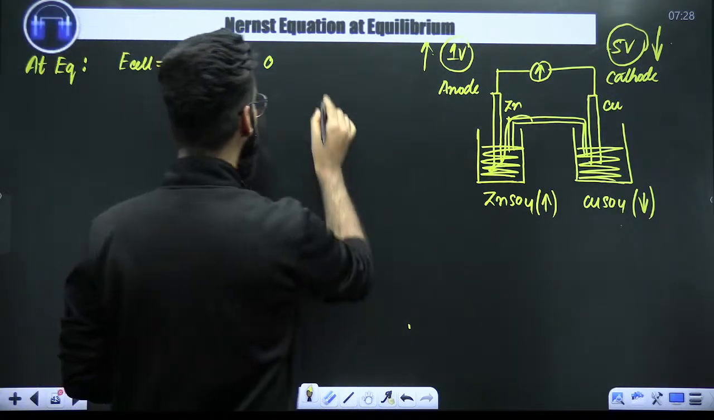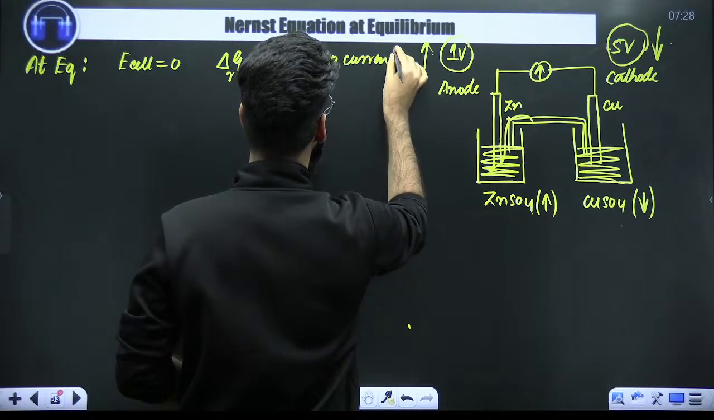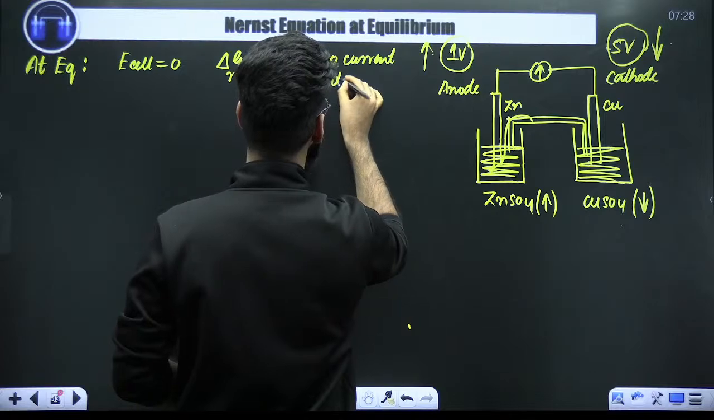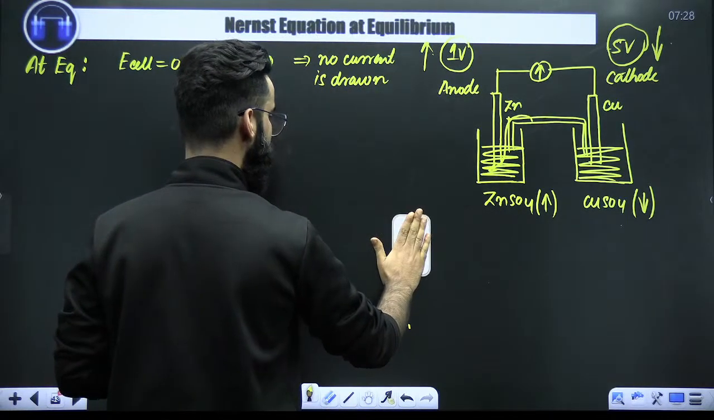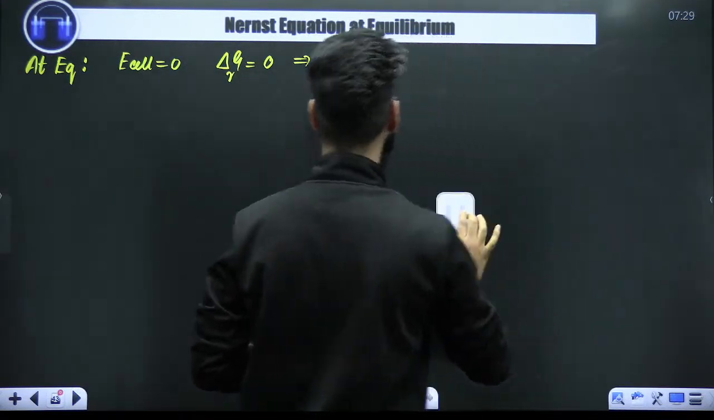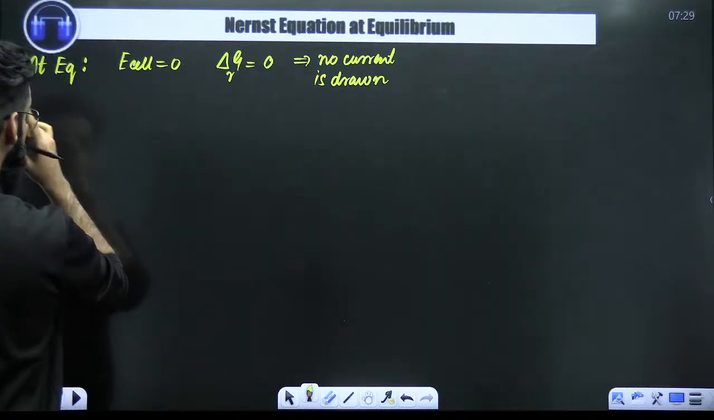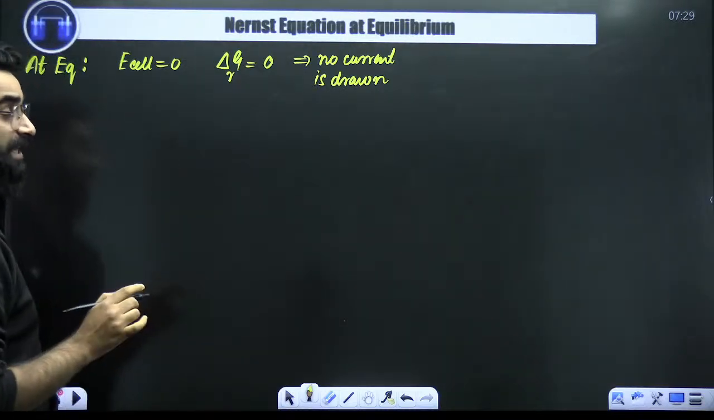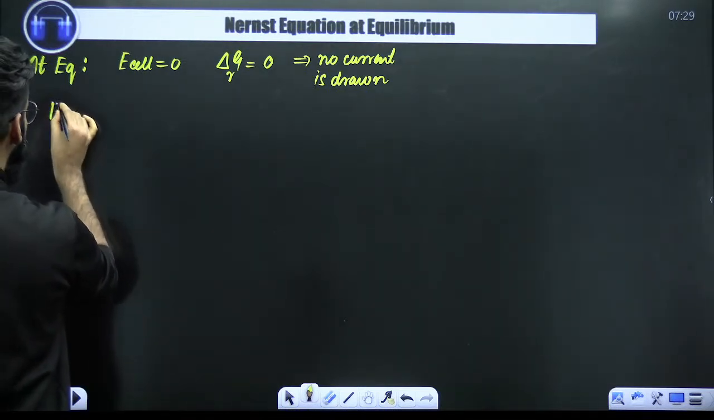And at this particular point of time, will there be any current drawn from the cell? I'll say no current is drawn from the cell because the potential difference of the cell has become 0, right? Now, my dear students, if you look at your Nernst equation, if you write your Nernst equation at equilibrium, so first of all, the Nernst equation is nothing.